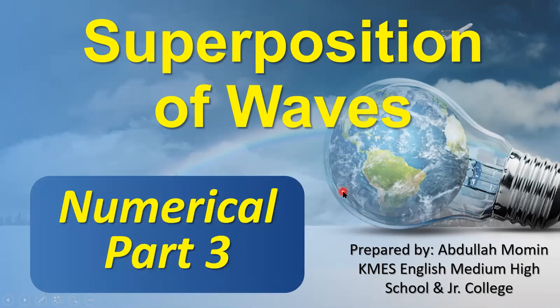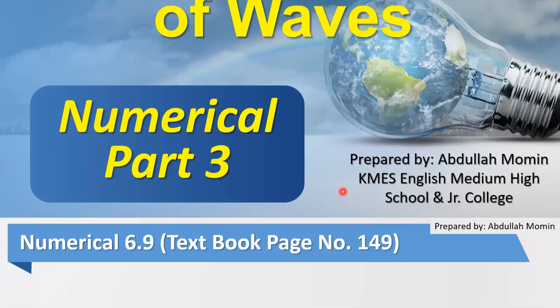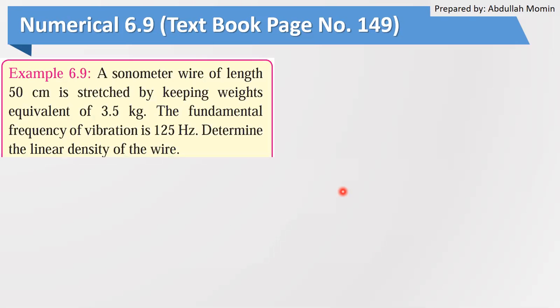We are going to see the numericals part 3 of the chapter Superposition of Waves. In our last lecture we have completed the numericals till 6.8. Now we are going to start the next numerical from your textbook, that is example 6.9, and it is on your textbook page number 149. So what is the question?